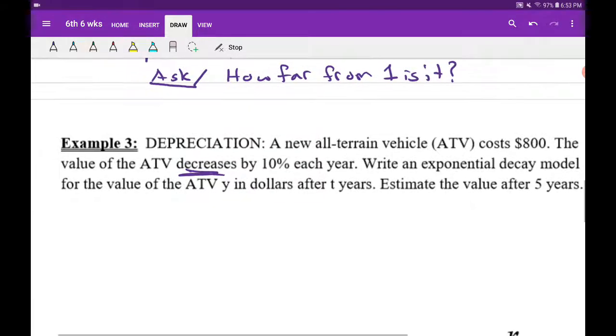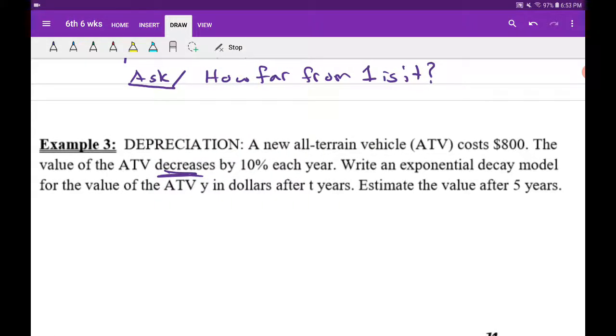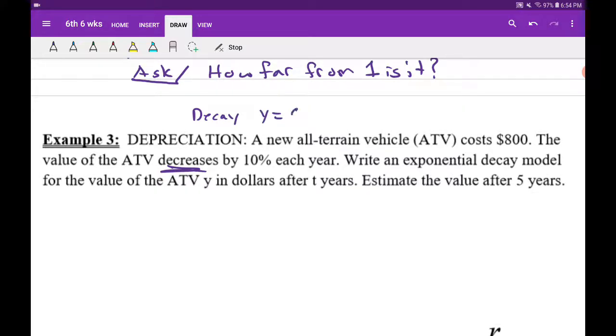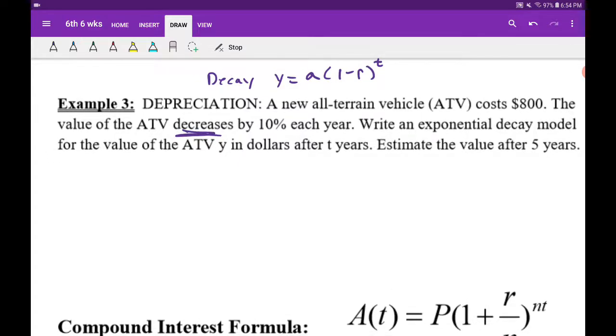Since we know we're using depreciation, we know that we are dealing with decay, and that's going to be y equals a times (1 minus r) to the power t. The initial amount is $800, so we're making our model or equation. Then we have 1 minus, this time, it decreases by 10%, so convert it to a decimal: that's going to be 0.10, or just 0.1. Then close parentheses, power t.